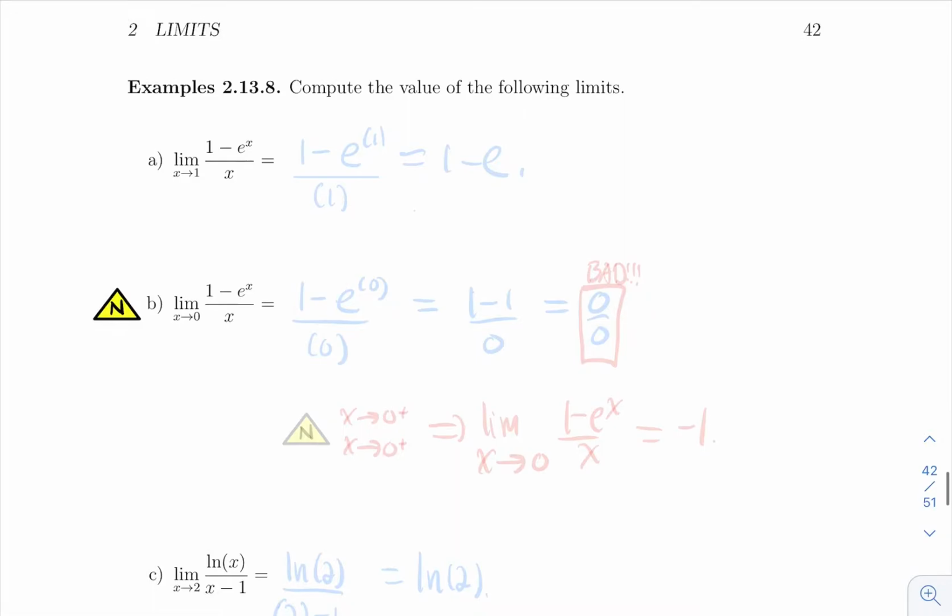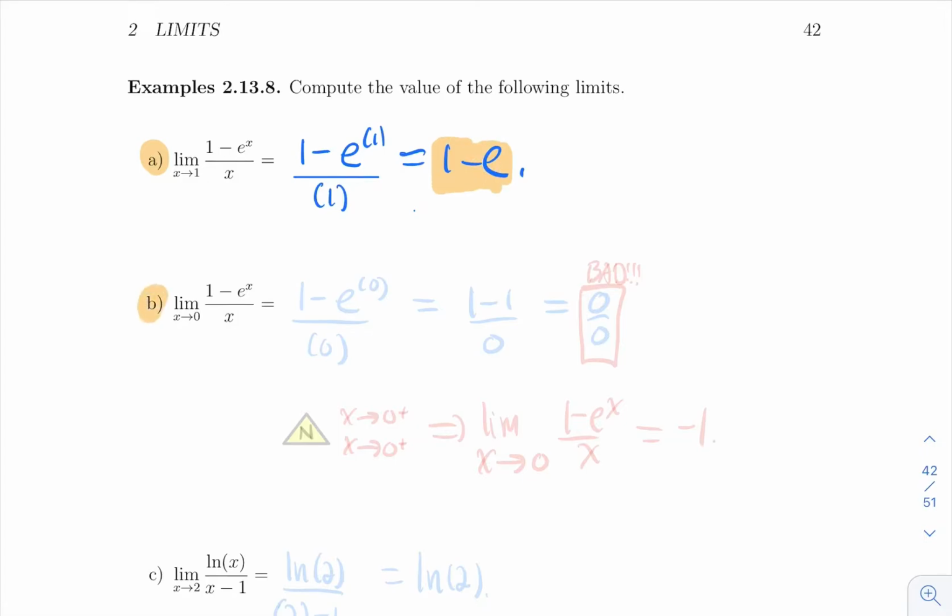All right, so let's get into it. Here's some examples. First, we have the limit as x goes to 1 of (1 minus e^x) over x. Let's just try it. Let's plug 1 in and hope for the best. So we get 1 minus e to the power of 1, over 1. And then, of course, you just get 1 minus e. That's just a nice number, and there's nothing more you can do. That's the answer.